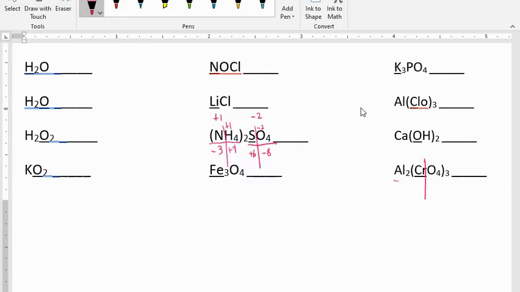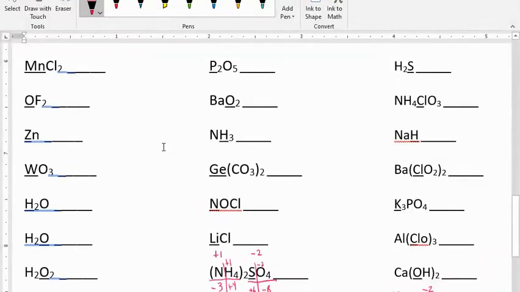Here, if we look at this guy, we look at our aluminum and our chromium and our oxygen. 3 down here, which means aluminum was a +3. I'm sorry, this is a +3. There we go. This is a -2 over here. Oxygen is always a -2 unless it's part of a peroxide. So -2 times 4 is a -8. I need an overall charge of -2 here. So because of that, that's going to make this chromium a +6. Let's see here.